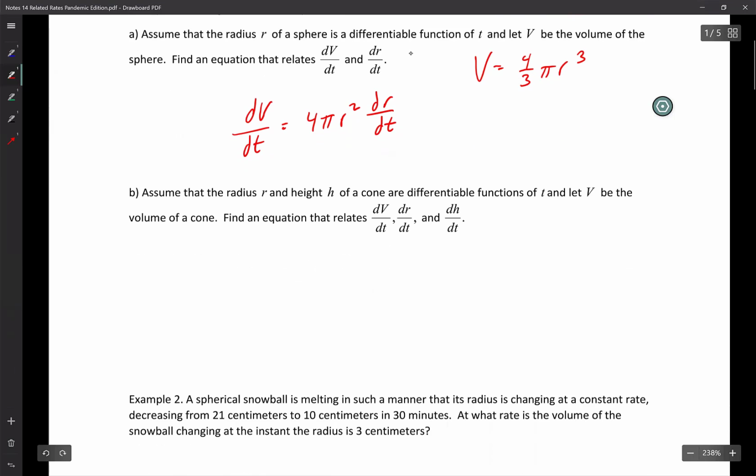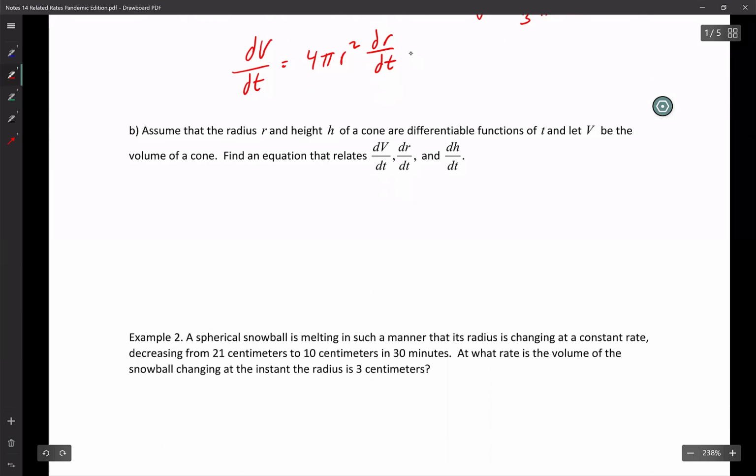So now we're at letter B. And it says, assume that the radius r and height h of a cone are differentiable functions of t, and let v be the volume of a cone. So find an equation that relates dv/dt, dr/dt, and dh/dt. All right, volume of a cone is pi over 3 r squared h. That's the volume of a cone.